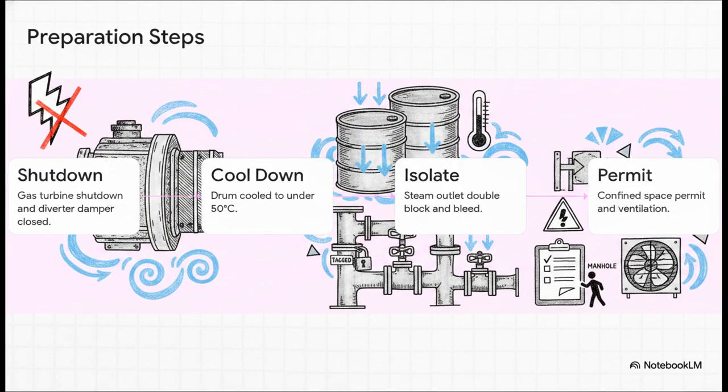And look, fixing a tube leak is not like changing a tire. The prep work required just to safely open a manhole and visually inspect a leak is staggering. First, you have to shut down the gas turbine. Then, you mechanically isolate the massive diverter damper. You have to sit around and wait for these massive steel drums to cool below 50 degrees Celsius. You've got to execute a locked and tagged double block and bleed on the high-pressure steam outlets. And on top of all that, you have to run extensive ventilation and clear a confined space permit. It takes hours, sometimes literally days, just to make the area safe enough to even enter.